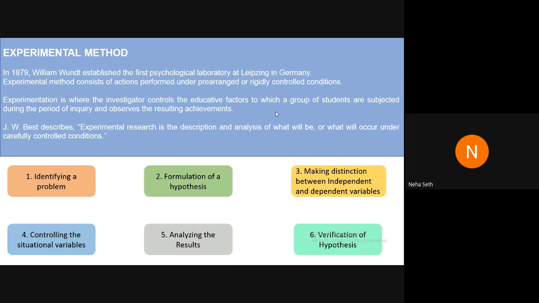The experimental method consists of actions which are performed under pre-arranged or rigidly controlled conditions. So what happens in an experiment, since we know that we are doing the experiment, is that the conditions are organized beforehand. Everything is prepared.